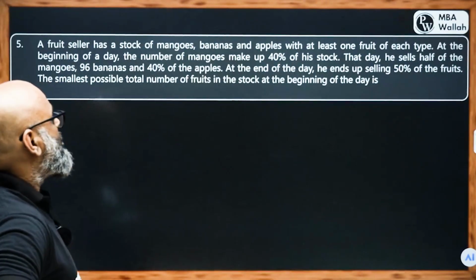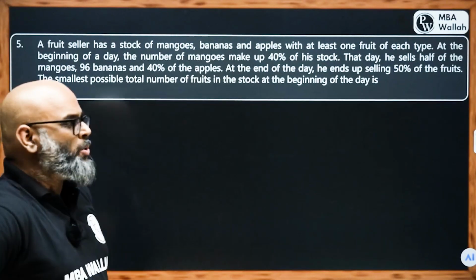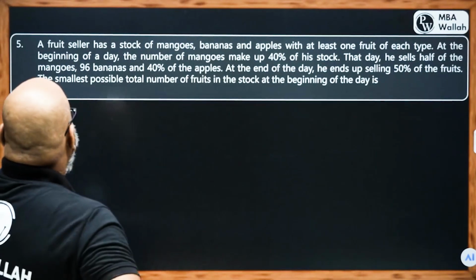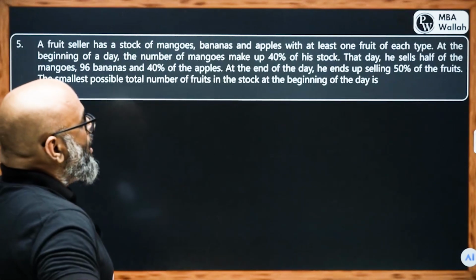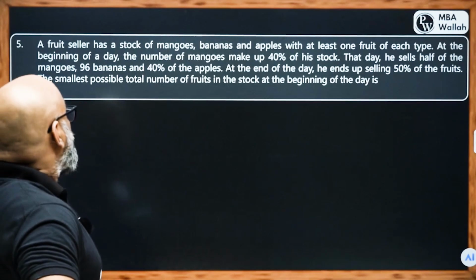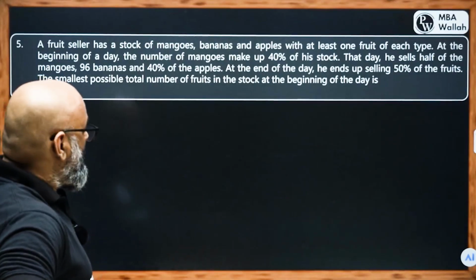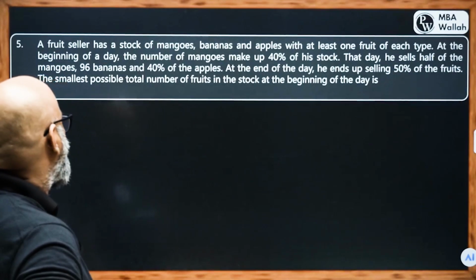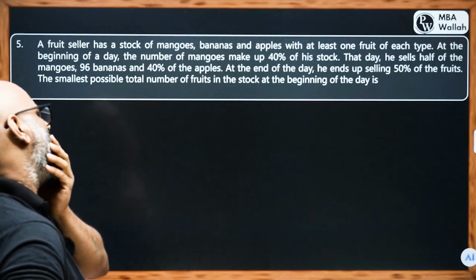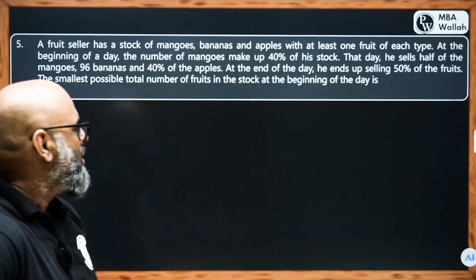A fruit seller has stock of mangoes, bananas, and apples with at least one fruit of each type. At the beginning of a day, the number of mangoes make up 40% of his stock. That day, he sells half of the mangoes, 96 bananas, 40% of the apples. At the end of the day, he ends up selling 50% of the fruits. Find the smallest possible total number of fruits in the stock at the beginning of the day.